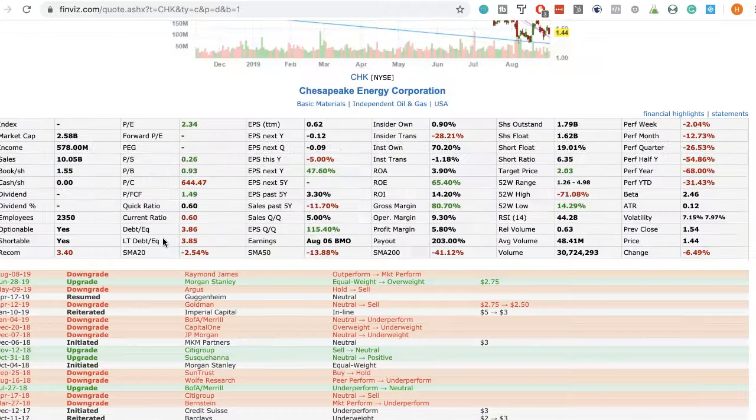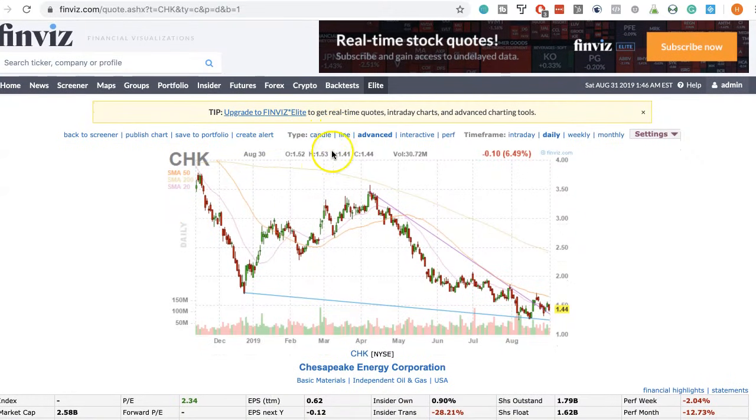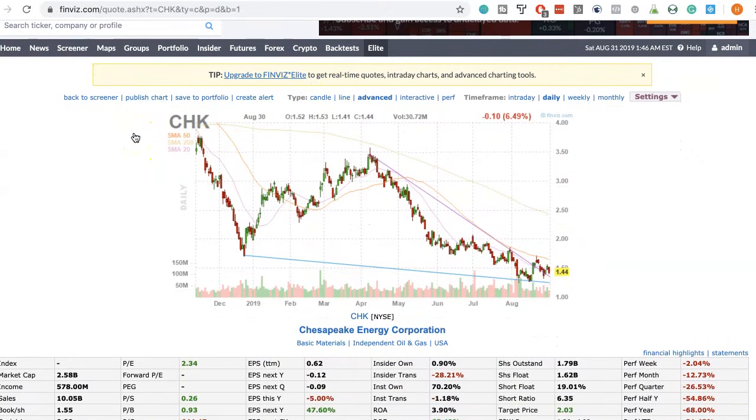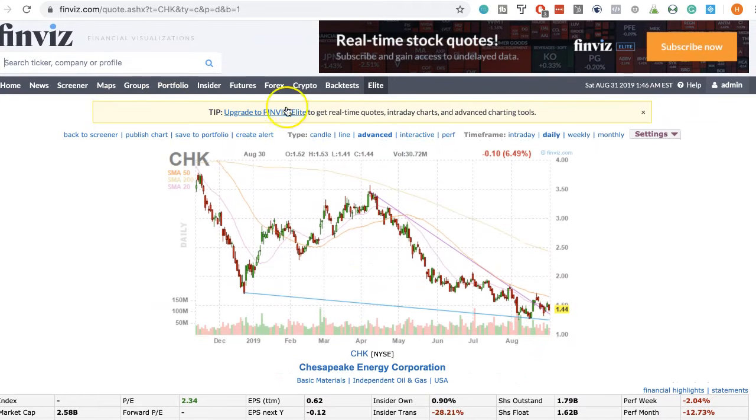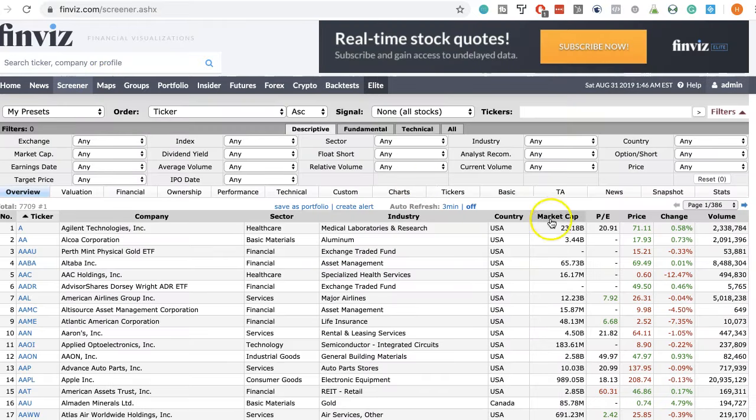FinViz, it's great. If you're looking for a stock screener tool to be able to find and analyze stocks, this is the one you should go to. And if you want to find cheap stocks to buy, definitely recommend utilizing FinViz.